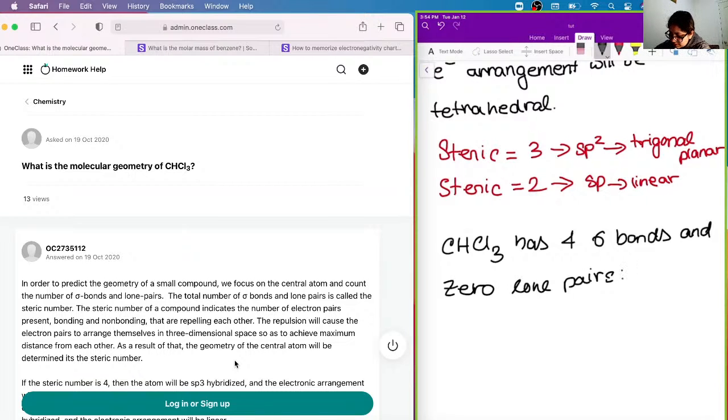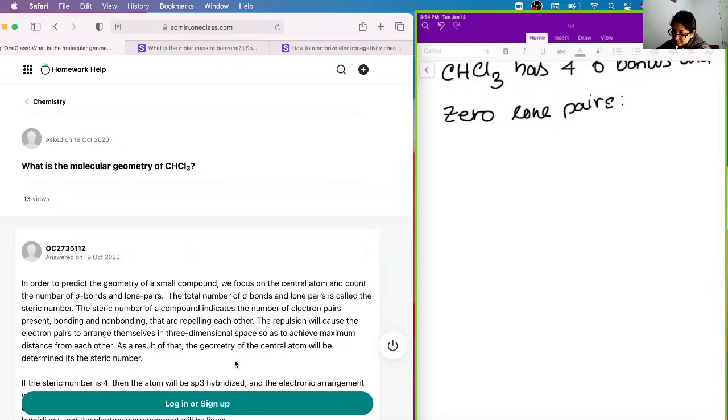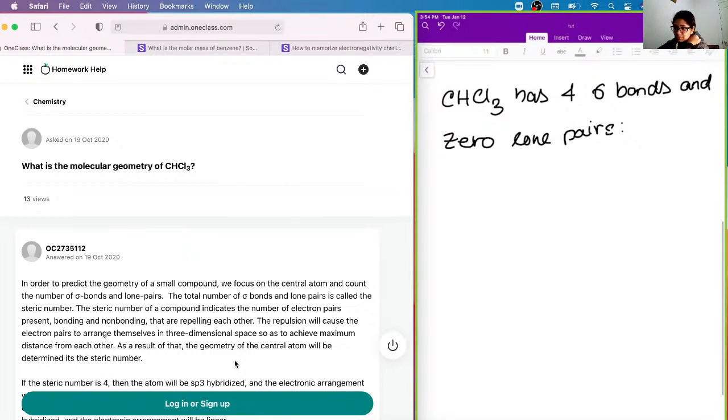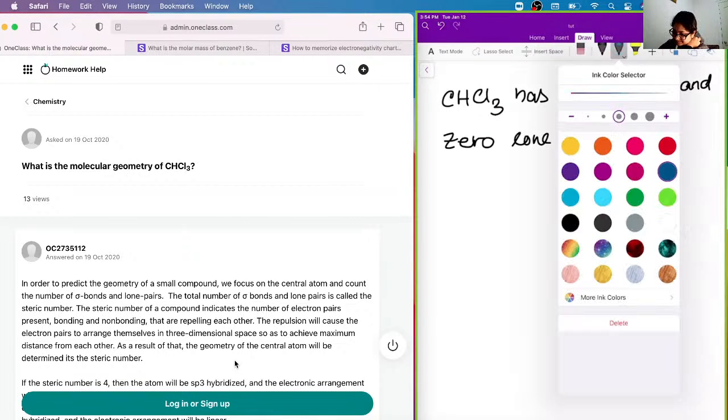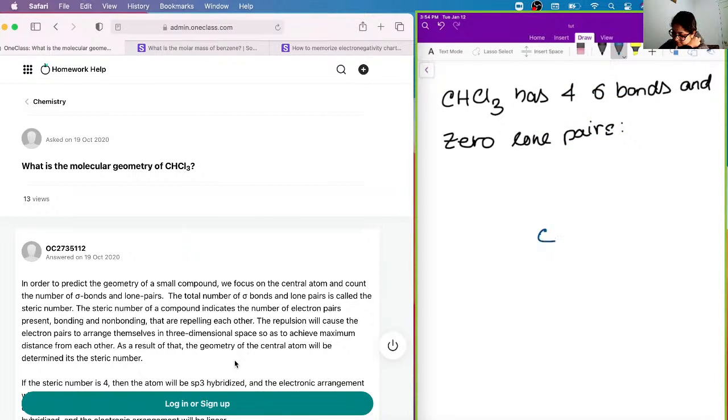And so the geometry of this would be, since the steric number is 4, right, the number of sigma bonds, you would have a tetrahedral shape. So actually it would be you have carbon as your central atom, chlorine, hydrogen, and then you would have chlorine over here.